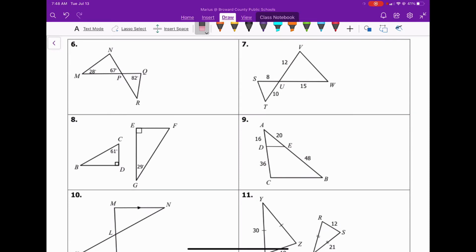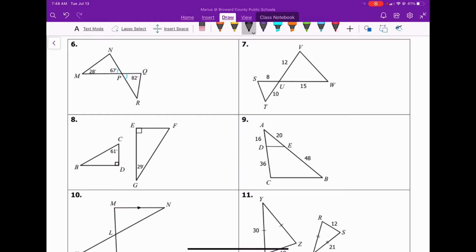So now, with number 6, we have a set of vertical angles here, okay? So those vertical angles are right around the intersection. So this angle and this angle. So that other blue angle is also 67. Now, what we need to do is find the missing angle, the third angle, for both of those.